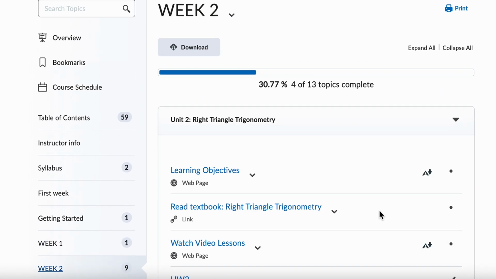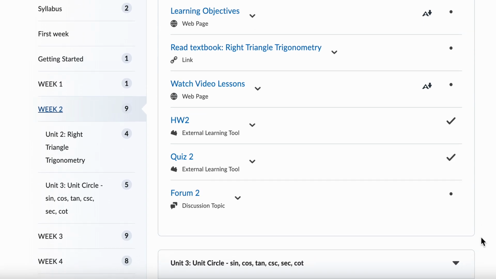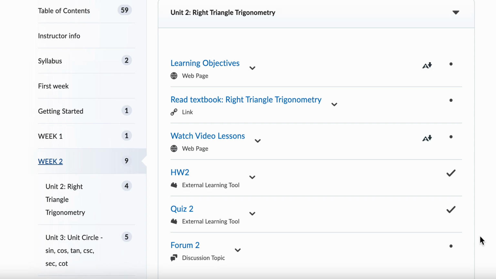Let's look at week 2 and everything starts again. Read the textbook, watch the lessons, homework, quiz, and forum. So these are all the things that are going to be in each lesson. So let's go to some extra resources that you have here.